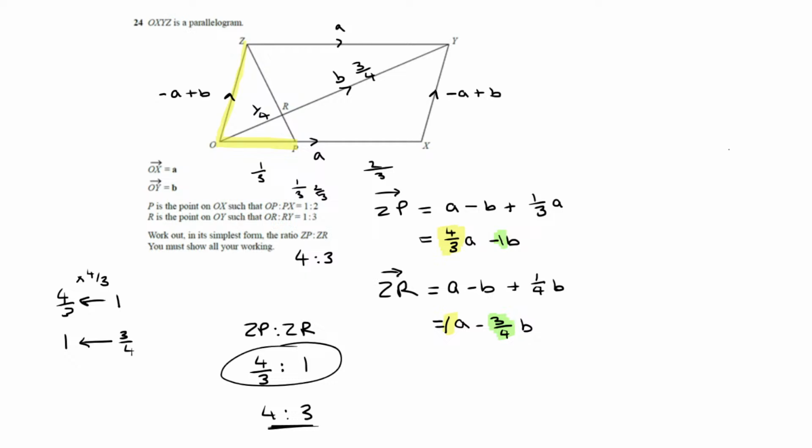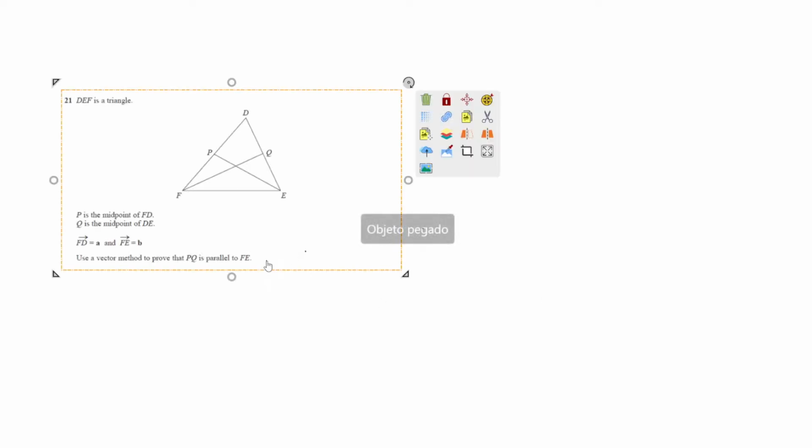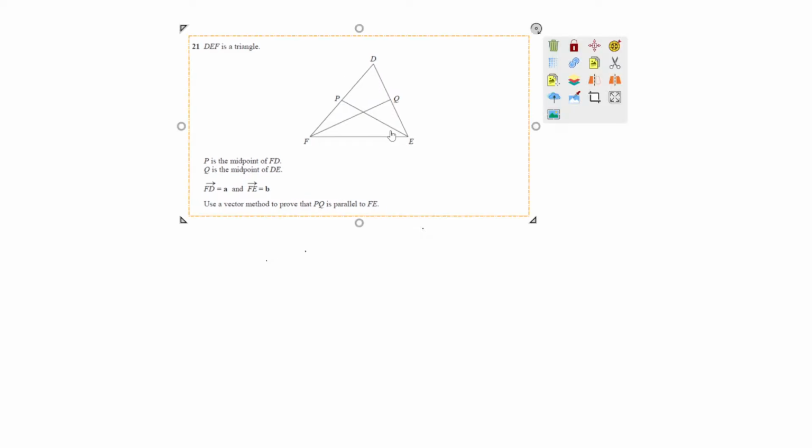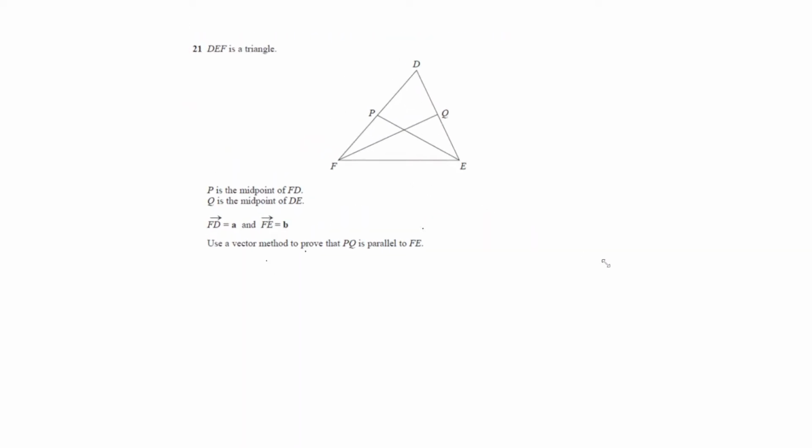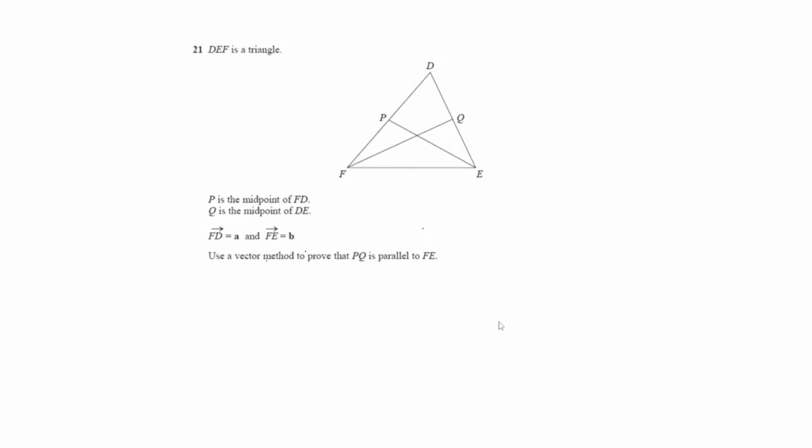Might just bring up the parallel one just as a last one. Copy it. There we go. This is the other type of vector, so we'll just do this and then we'll finish for today. This is 4 marks, so it's still a decent amount of marks, I guess.